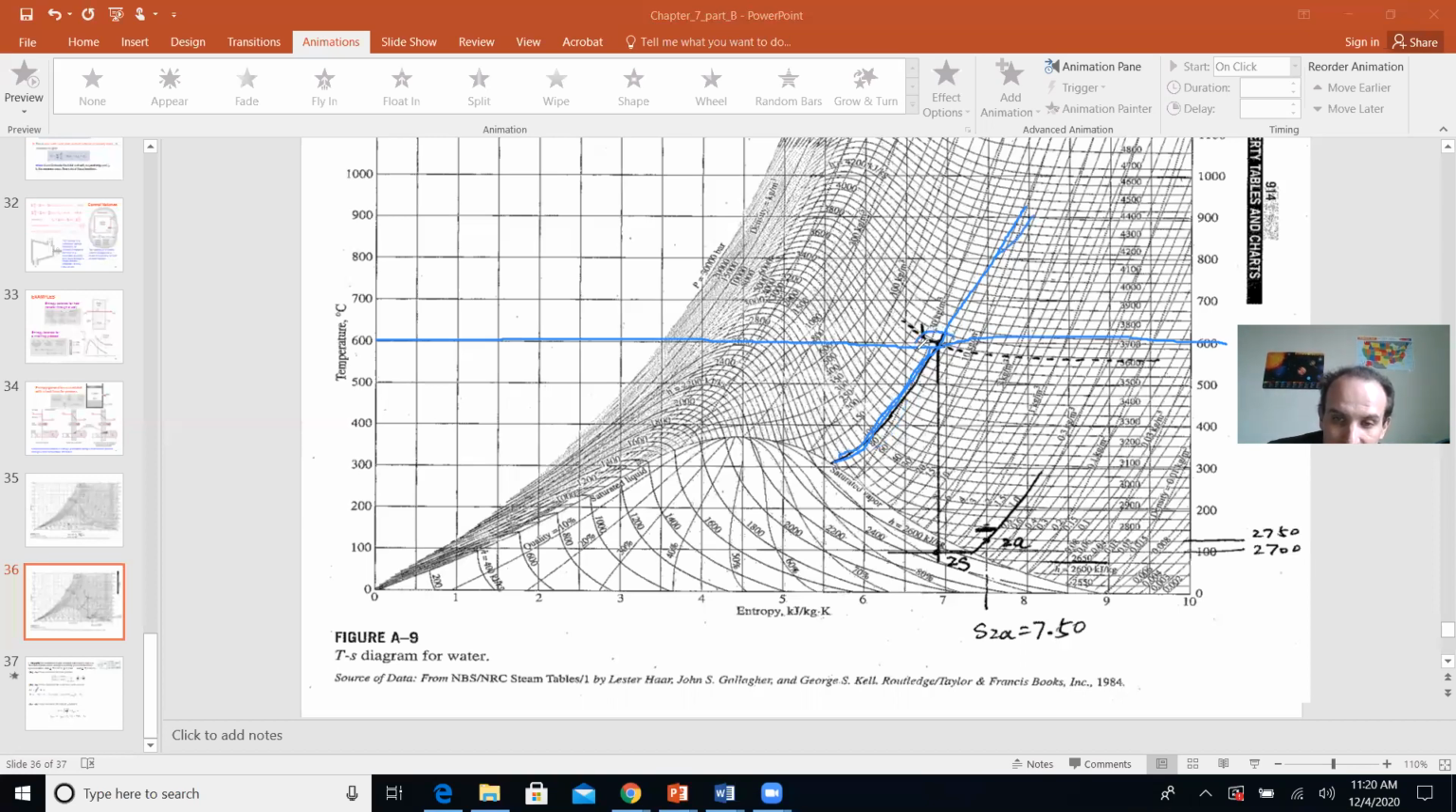And the point where they intersect is your point, from where you can get whatever you want. And from here, you will find your entropy. You will find this entropy because it's equal to S1, and then from here you will get S2A, correct? That is for a turbine.